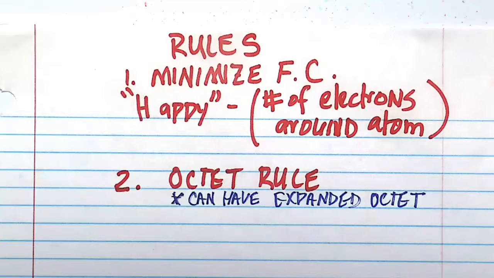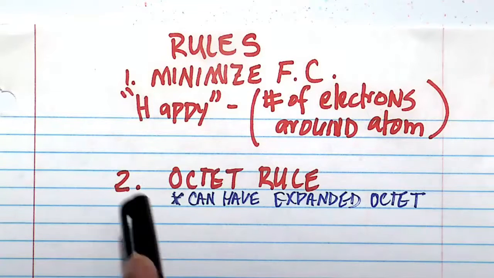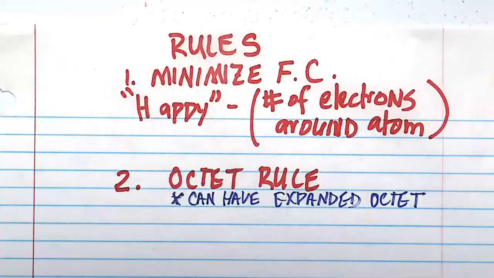To get the correct Lewis structure, you have to follow two rules. They are not equally important. Rule number 1 is actually much more important than rule number 2, because in rule number 2 you can have what's called an expanded octet. That is to say, you can have atoms that have more than 8 electrons around them. We'll go over some examples through this series of videos.